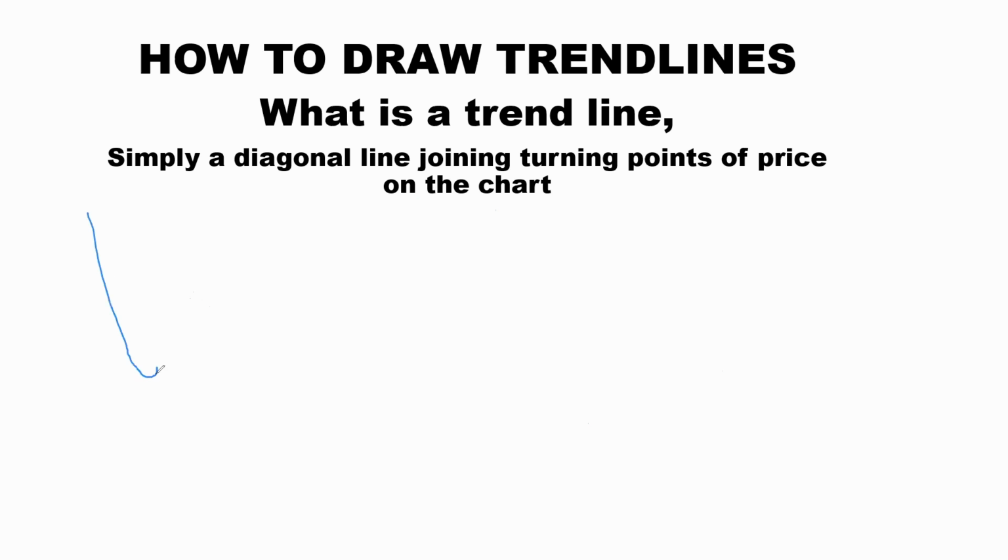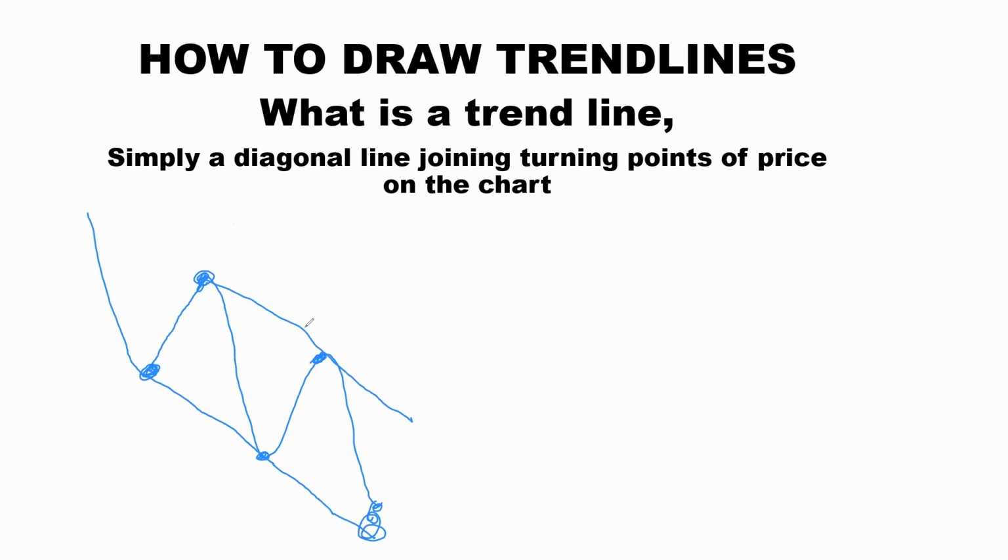The market creates a low and then starts going up from here. Then again it creates a high, then starts coming down, then creates a low, then again a high, and again a low. When we are making lower lows and lower highs, these turning points can be joined by this diagonal line, which we are calling a trend line. That's why we're defining it as just a diagonal line that is joining turning points of price on the chart, on any platform that you're using to do your analysis.